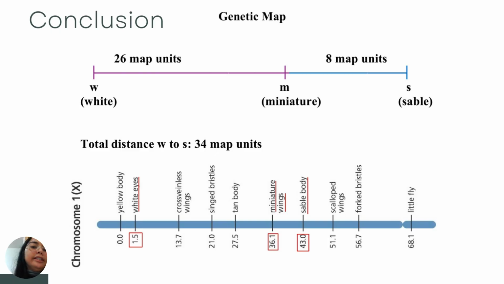In conclusion, this experiment successfully mapped three X-linked genes in Drosophila melanogaster. The gene order was determined as white, miniature, sable, and genetic distances were calculated using recombination frequency. The pooled data revealed very low interference and a strong agreement between observed and expected values, supporting classical recombination theory. Overall, this study demonstrates how three-point crosses and recombination analysis can be used to understand gene linkage and chromosome structure.